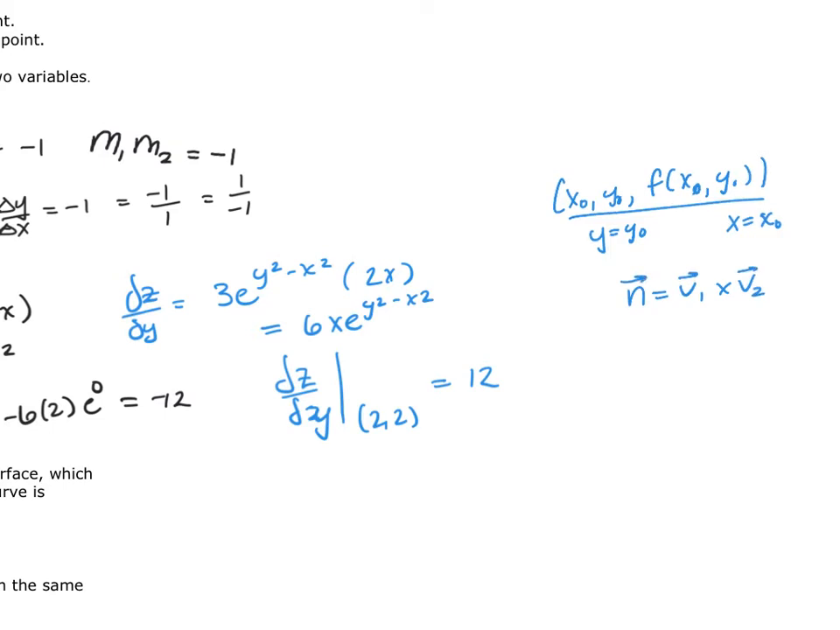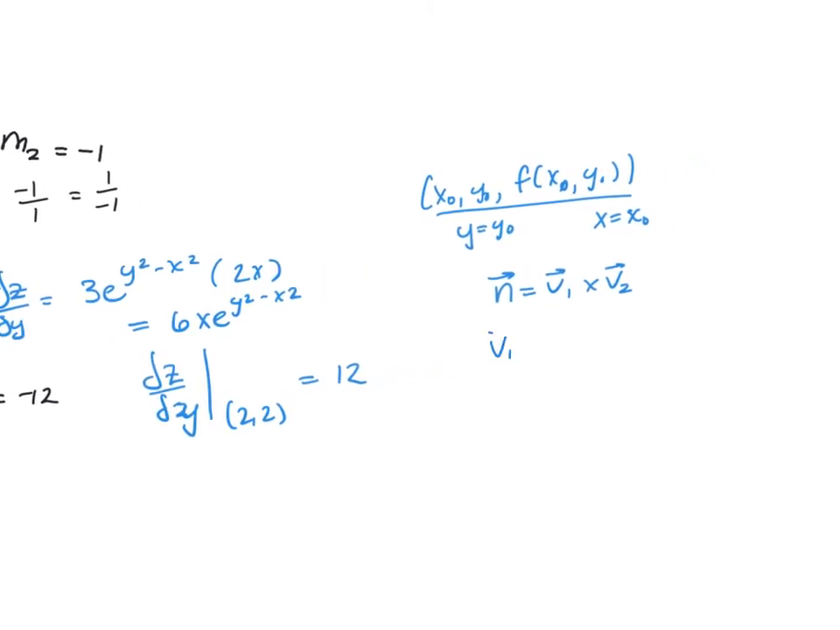Since the first tangent is the partial derivative with respect to x, and the second tangent is the partial derivative with respect to y, these are the slopes. So we can have v1 equal to 1, 0, and then that slope, which is 12. I think it was negative 12 for the first one. And then the second one, v2, is going to be 0, 1, and positive 12.